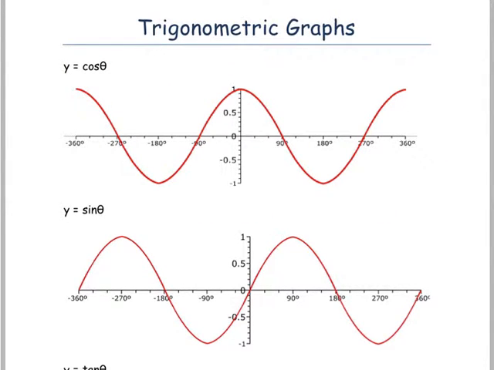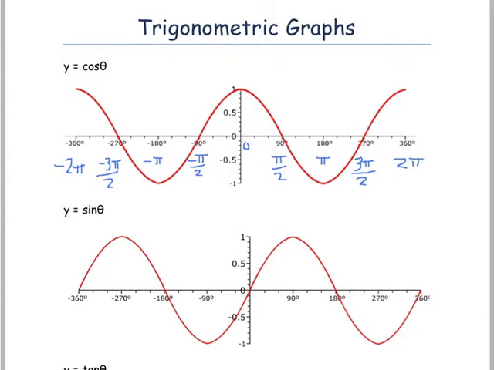Now you could be asked to draw a sketch of the trigonometric graphs in radians as well as in degrees. So remember from the video we did on radians that 360 is equal to 2 pi, so 270 is 3 pi divided by 2, 180 is equal to pi, 90 is equal to pi over 2, and 0 is 0. If we go into negatives, minus pi over 2, minus pi, minus 3 pi over 2, and minus 2 pi.